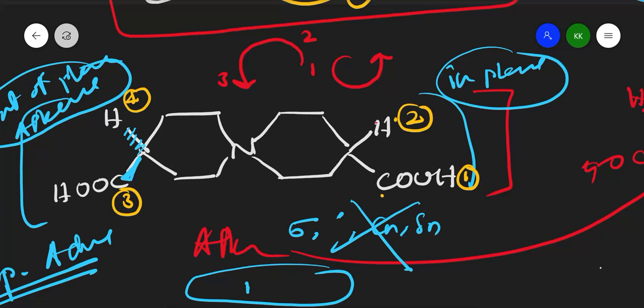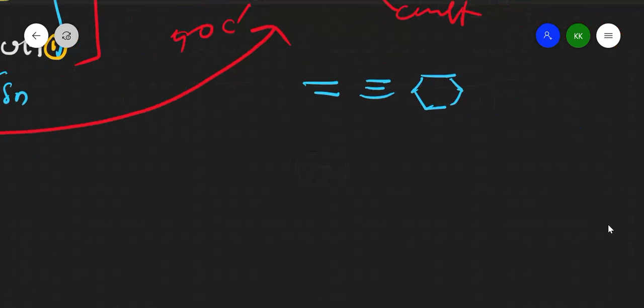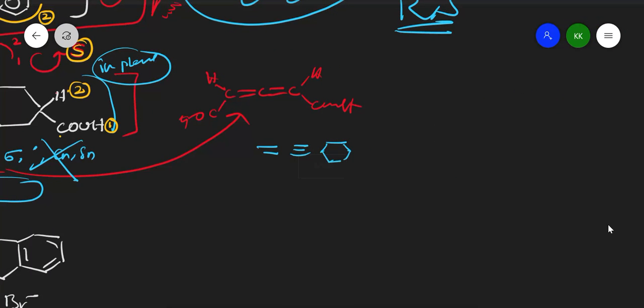Anti-clockwise means it should be S. Since the hydrogen is also below the plane, S remains S. So it is S only. If the hydrogen was above, then it would be a different thing. For example, if I take it here, you will get to know.